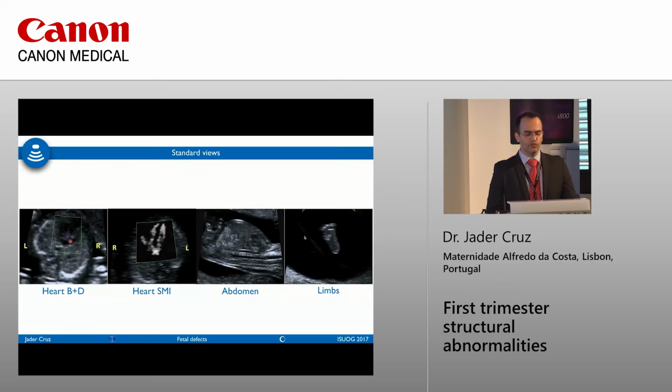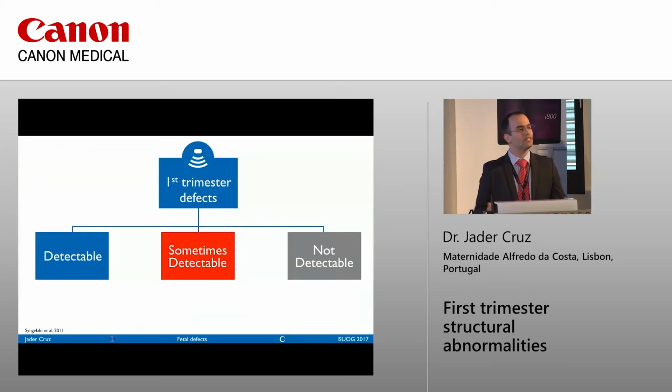We all know this study; you have seen it many times. It's just important to remember that if we follow this structural examination, your defects will fall into 3 categories. There are abnormalities that you are not going to detect in the first trimester, there are abnormalities that you are going to detect, and there are abnormalities that are potentially detectable. We are going to discuss a little bit the potentially detectable ones. So if you follow the criteria, you have these 3 groups of structural abnormalities.